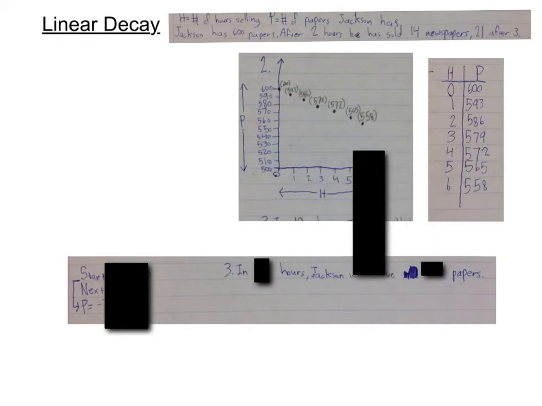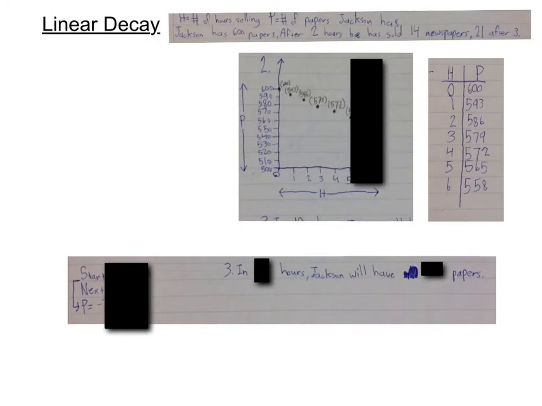Just basically writing out the entire graph at 0 hours. He has 600 papers because he hasn't sold any. At 1 hour he sold 7, so he has 593, and so on. Okay. The start value for this equation is 600 papers because that's how much he starts with. And the now next rule is next equals now minus 7 because each hour he sells 7 papers.